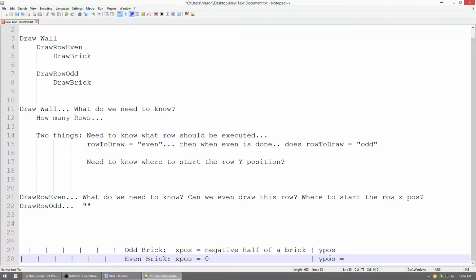So our Y position, if we think about, okay, where do we need to start this brick? Whenever we draw something, it always starts at the top left. So right up here in this little corner is where we're going to be starting our drawing. So Y position is going to be, since we're starting from the bottom, the height of our app minus the brick height.